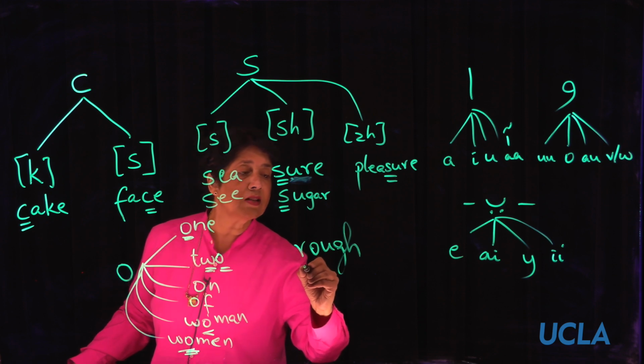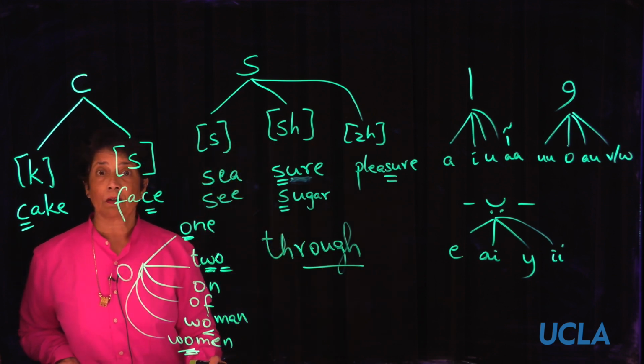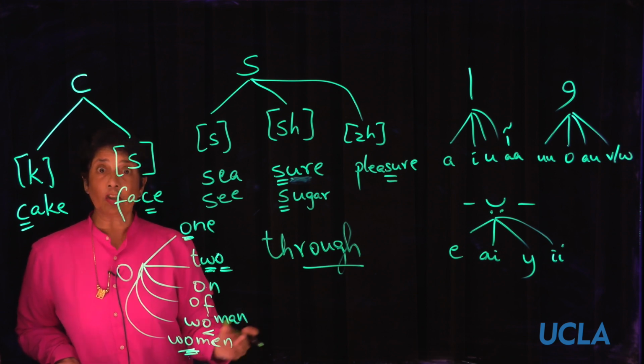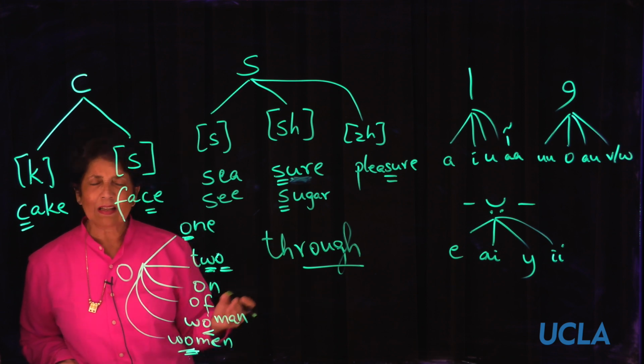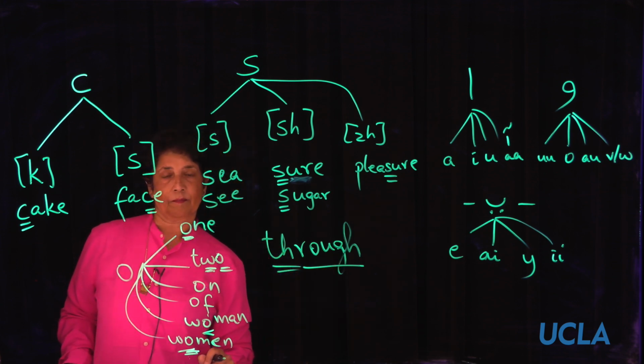And don't change anything here. Just add a TH before it. Thruff? No. Now it's a through. What? Right? Makes no sense.